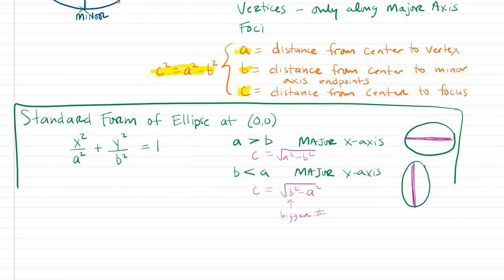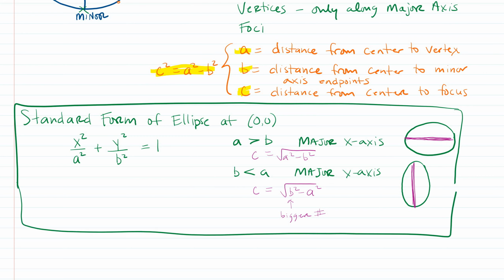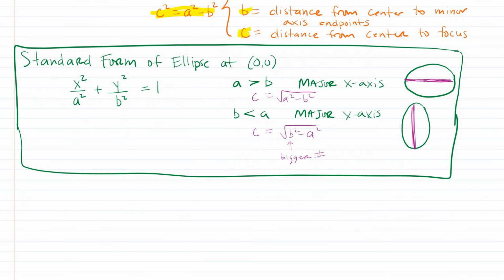Okay, so let's go ahead and finish that information in a box, and let's do an example. First example: x squared over 16 plus y squared over 9 is equal to 1. I want you to analyze this. What is the center? Where are the vertices? Where are the foci? And then I want you to graph it.